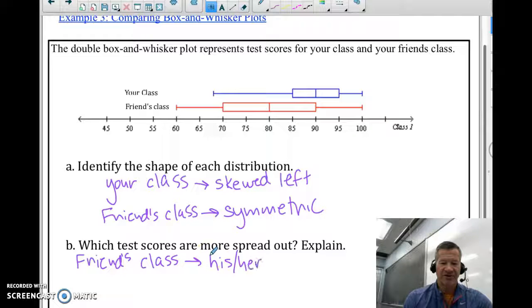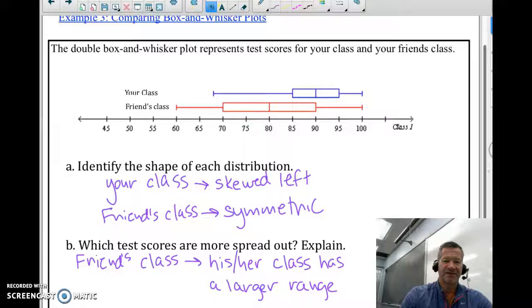I'm not sure if it's a him or a her, but your friend's class has a much larger range. And that's it. That's all example 3 is. Just a quick little read of this box and whisker, double box and whisker plot.